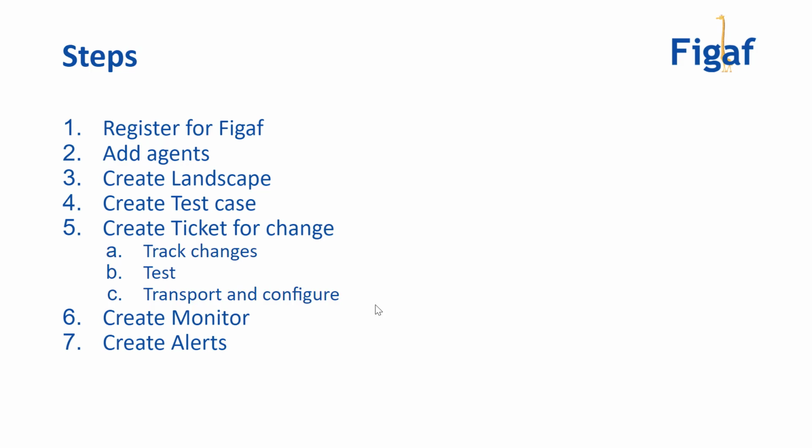Then we'll create a landscape that will give us information about how to transport different objects. We will create test cases that we can use to test things that have changed. Then we will make a change to an iFlow and we will create a ticket for this change. We will track this change, we will test it, we will transport and configure this.